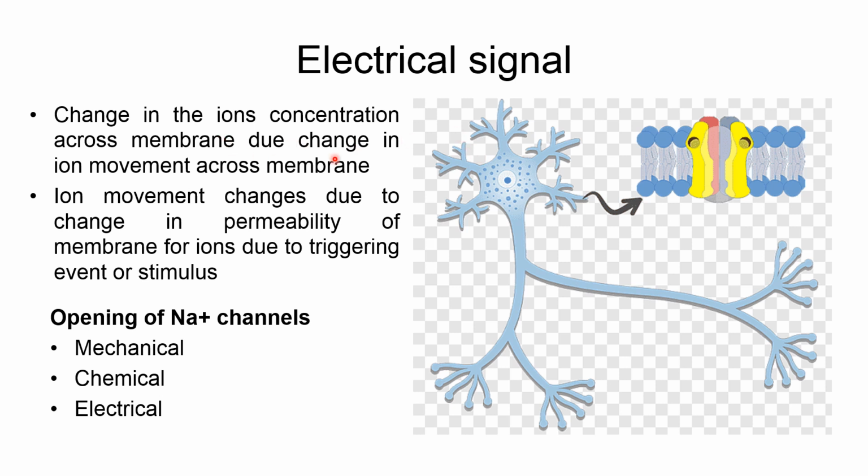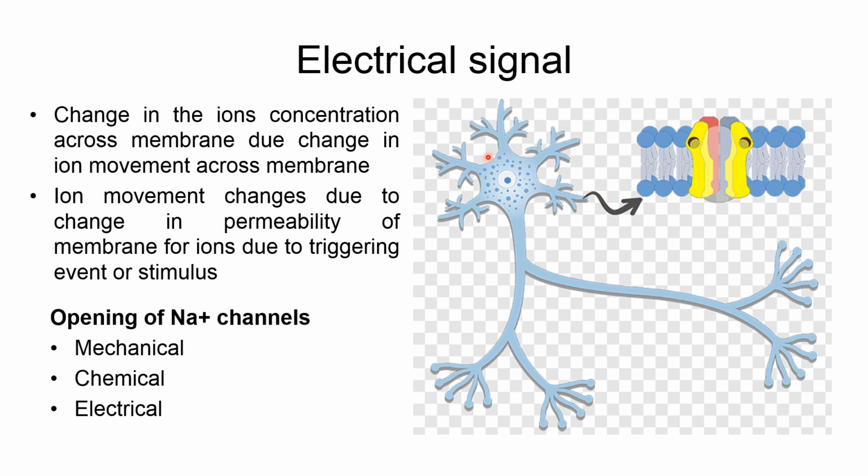And why is there a change in concentration? We know there are sodium channels and potassium channels, so they get open and conduct the ions along their concentration gradient, so there is a change in potential across the membrane. So why do these ion channels, sodium or potassium channels, get open? It depends on the stimulus that is called a triggering event.